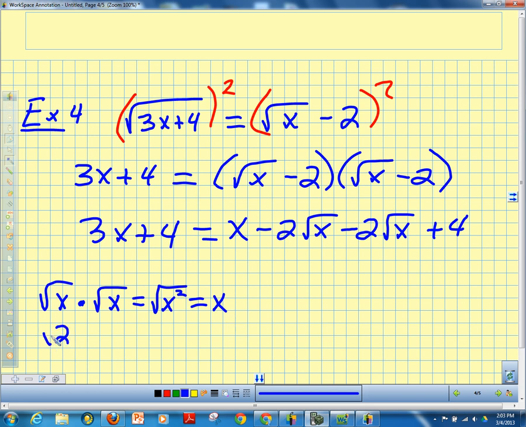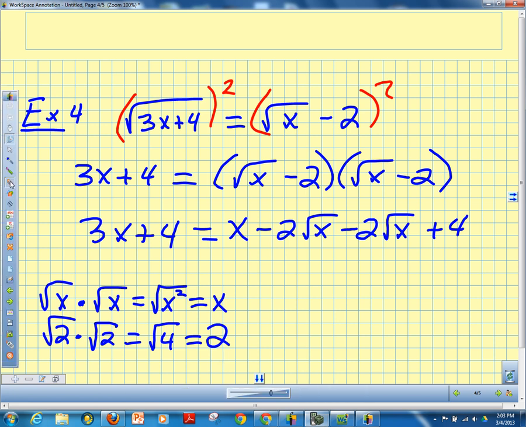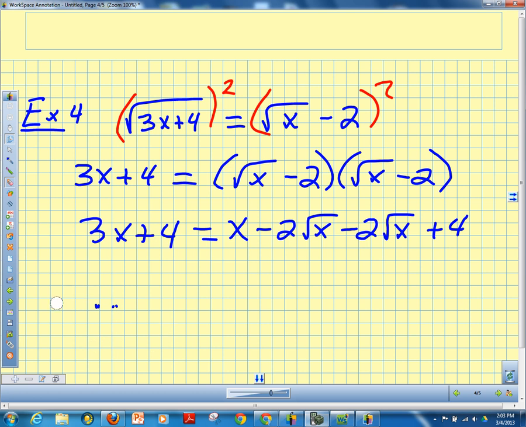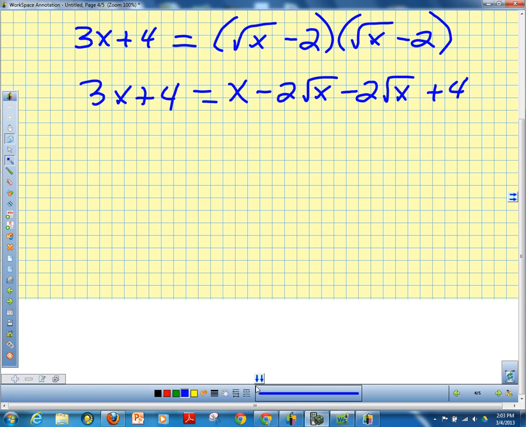It's easier to see if you do square root of 2 times square root of 2 is square root of 4. Square root of 4 is 2. So when you multiply what's underneath the square root together, if you do square root of the same number or same letter times square root of the same number or letter, we just end up with what's underneath right here. Okay? So, if I combine the middle here, I get negative 4 square root of x.